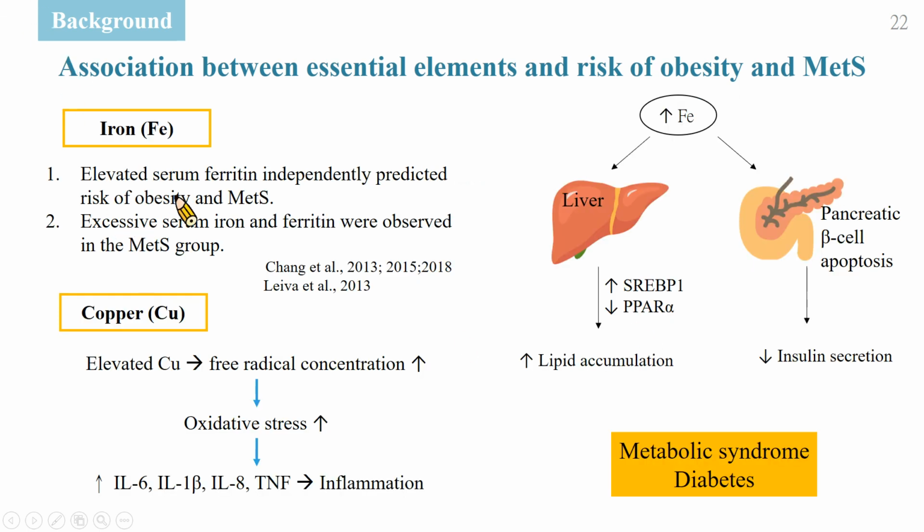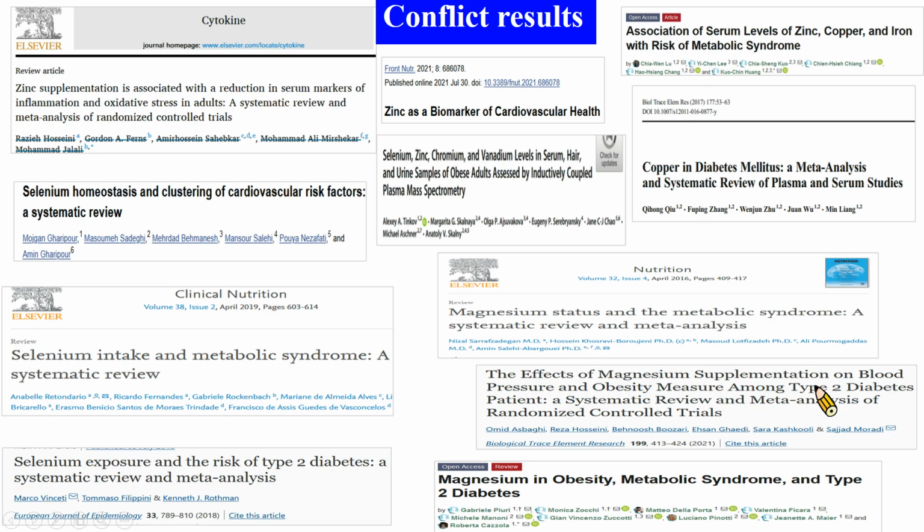This is the same as iron and copper. For example, if you have iron deficiency or iron overload, this can also increase SREBP1 and disrupt PPAR alpha. So in this case, iron overload will increase lipid accumulation, and iron overload may also increase pancreatic beta cell death. This will lead to a decrease in insulin secretion. However, there are still conflicting results about the role of essential trace elements and the metabolic syndrome.